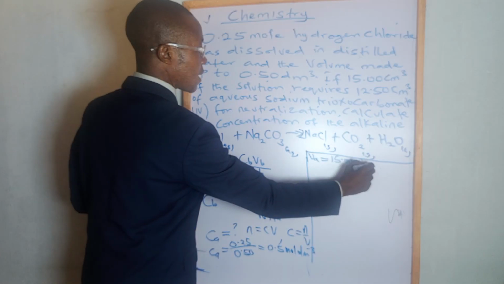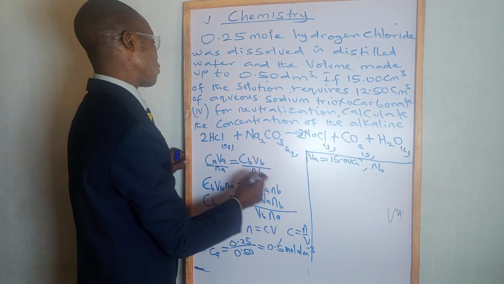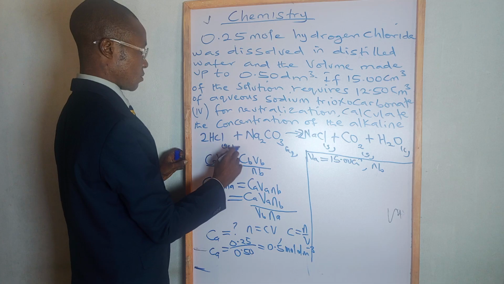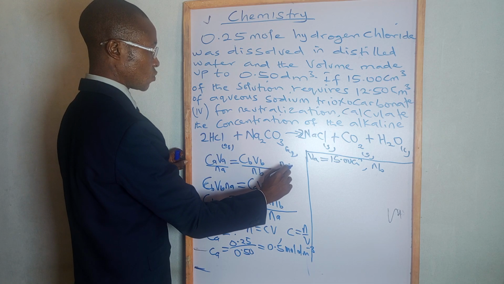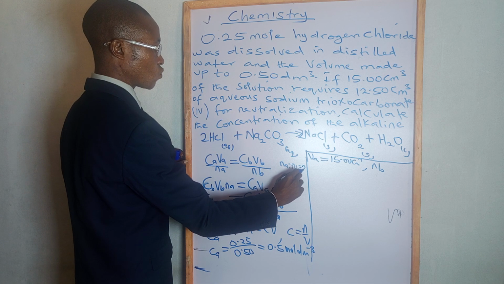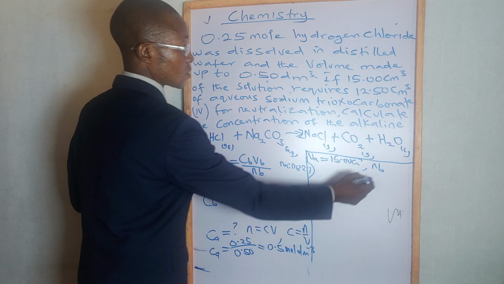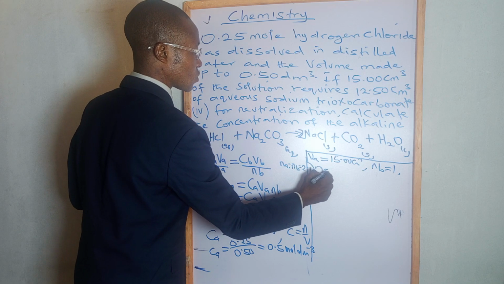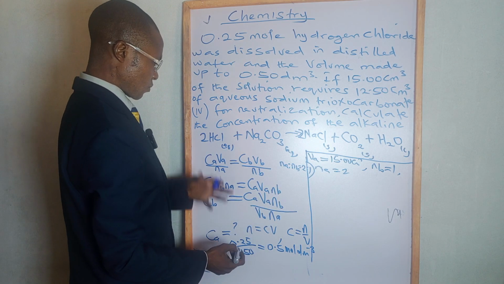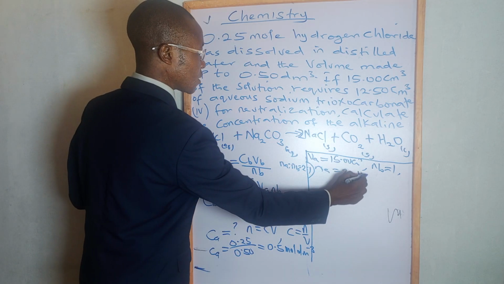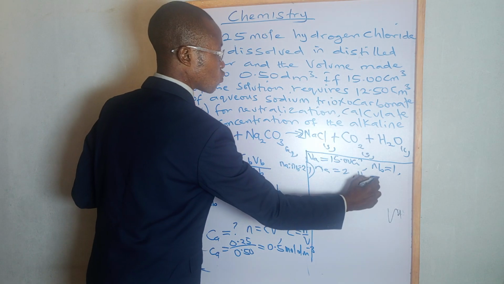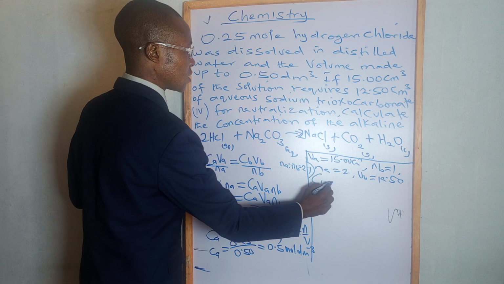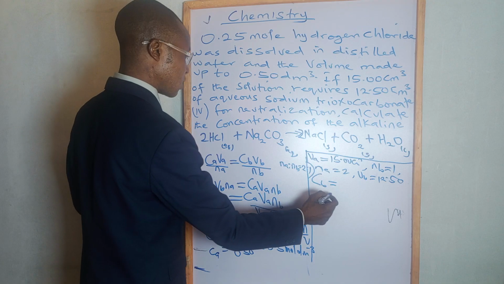Then what is the next thing? The mole ratio. The mole ratio of the acid to the base is 2 to 1. NA to NB is 2 to 1. So NB is equal to 1, whereby my NA is 2. The volume of the base will be 12.50. So having done that, the next thing is to start slotting in the values.